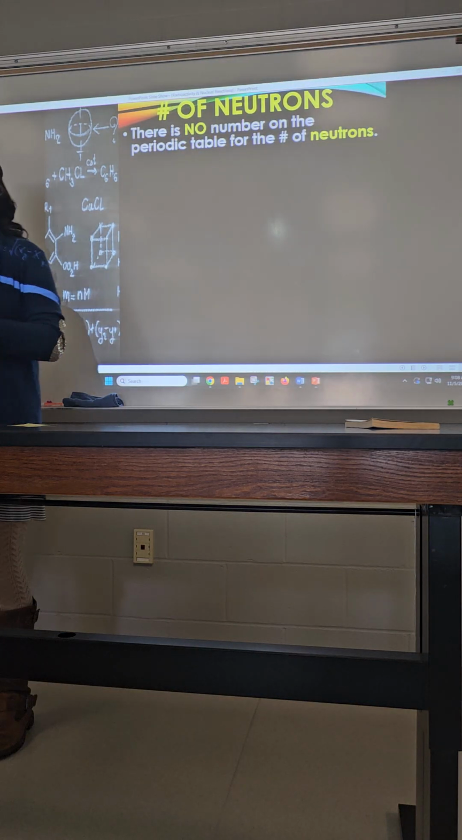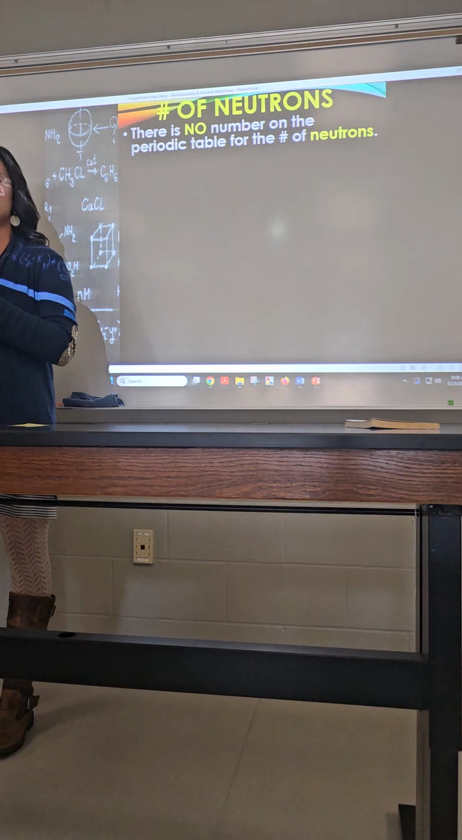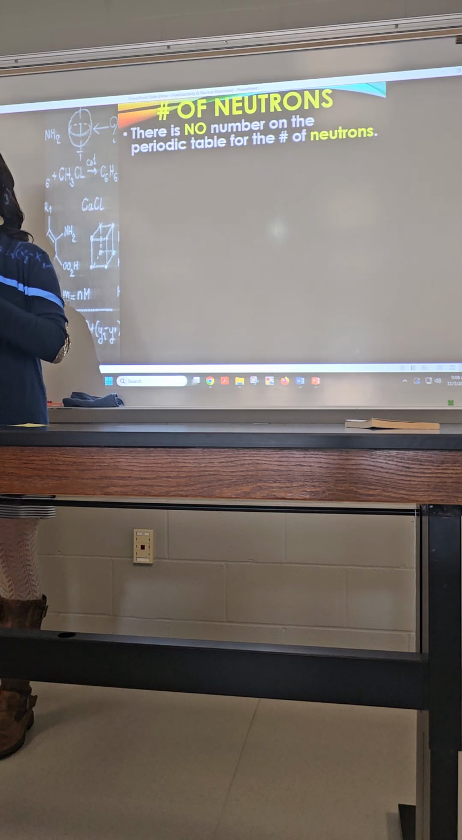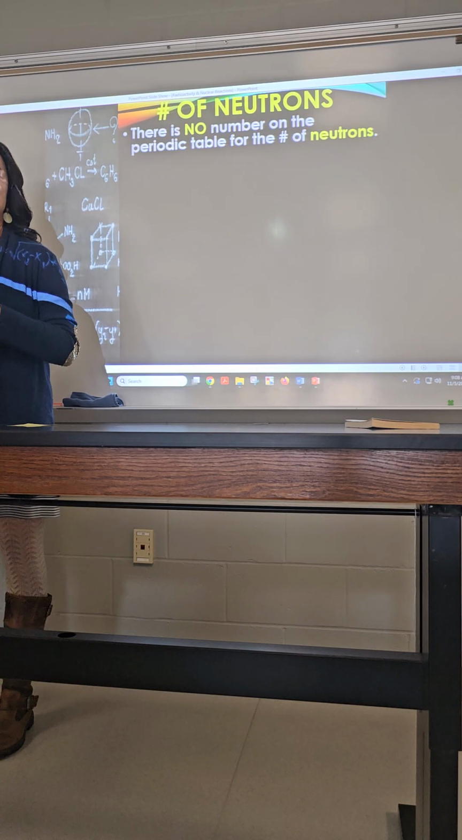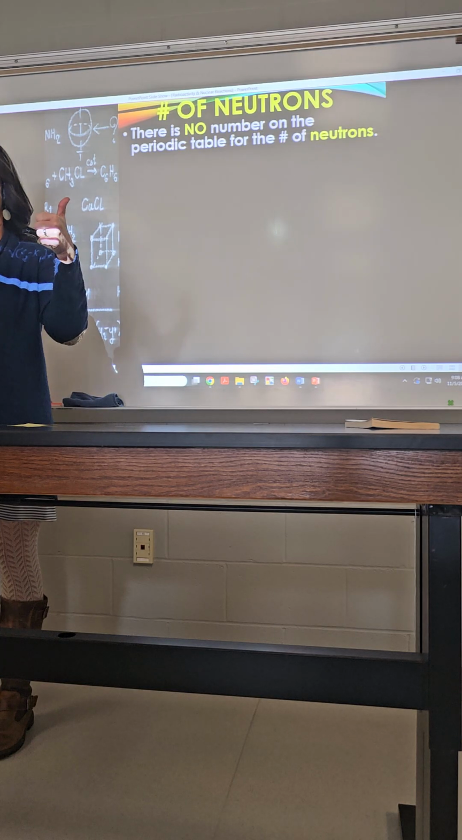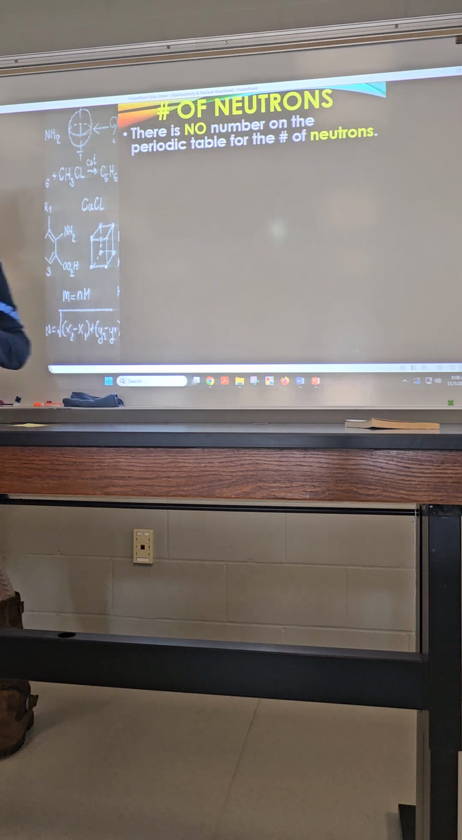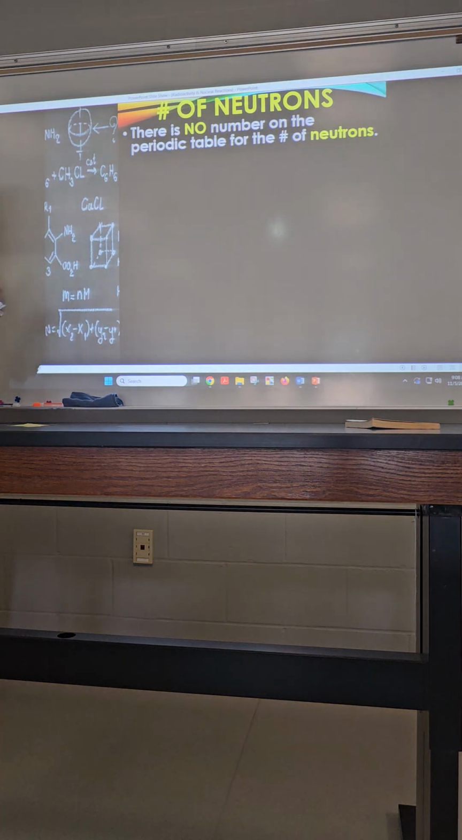Anybody remember how to do that? How do you find the number of neutrons? We talked about it in the first unit. Alexis? It's probably wrong, but don't you subtract the atomic number from the mass number? It's so not wrong. Yay. Yeah. You subtract the two numbers that you do have.